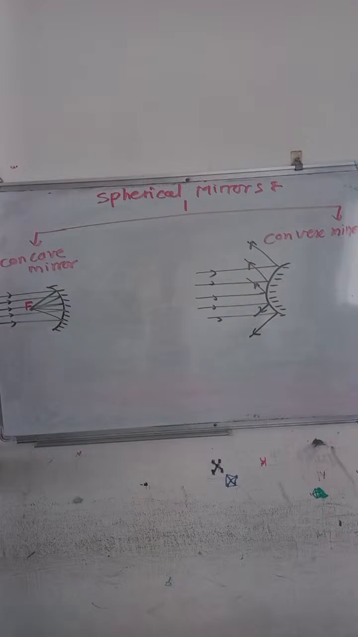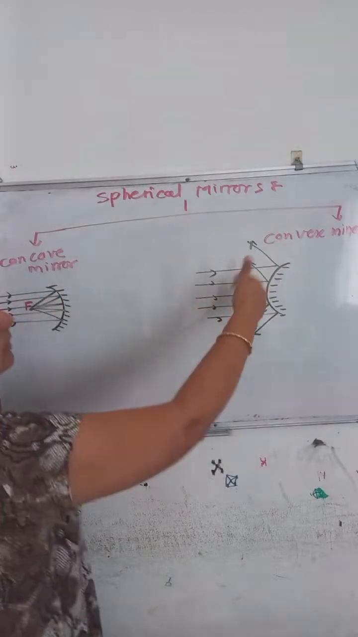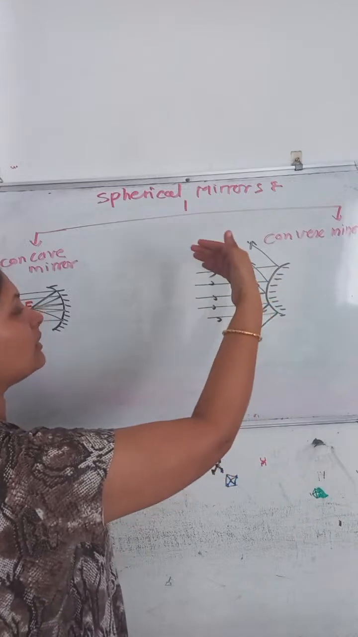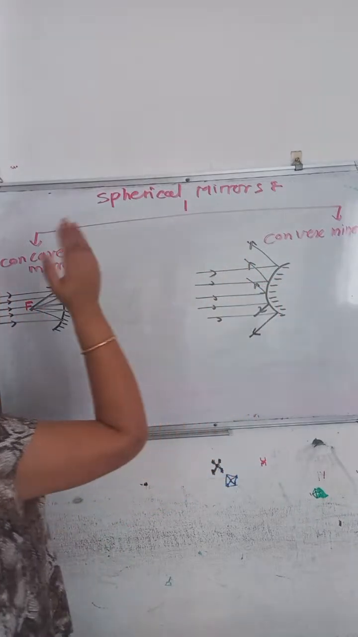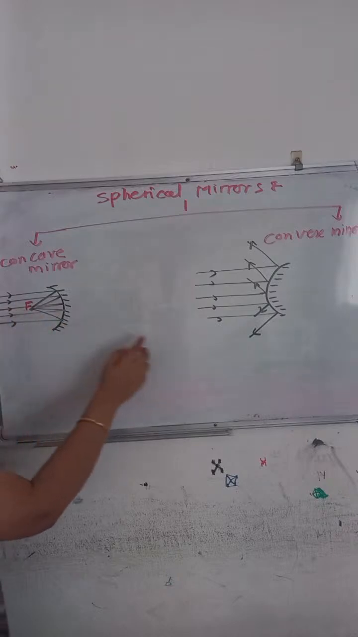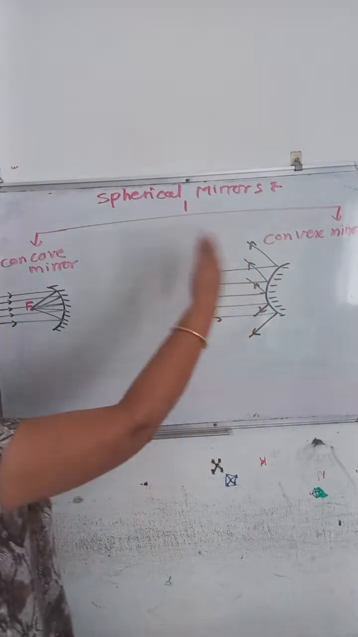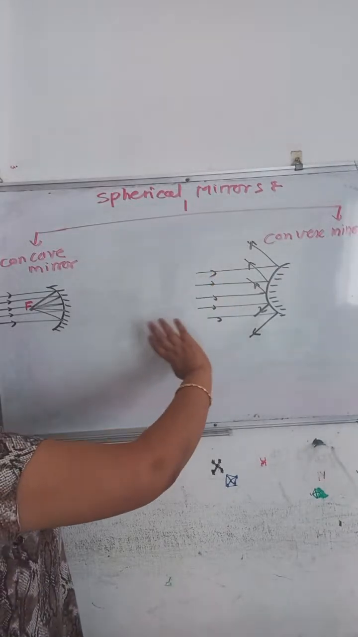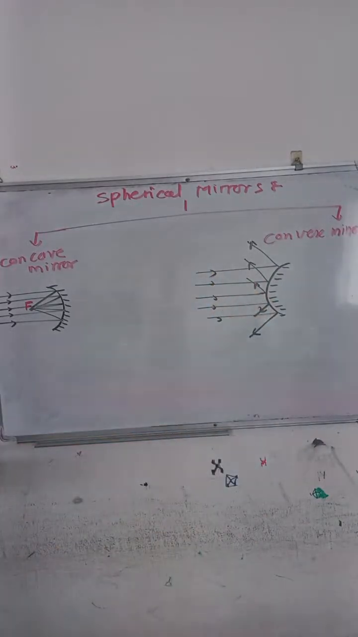In concave, the inner curved part is reflecting. Here the outermost curved part is reflecting. Okay, and here all the sun rays are focused at point F, and here all the rays get reflected back from the shiny surface, and they get diverted from the reflecting surface. Can you get this? Okay.